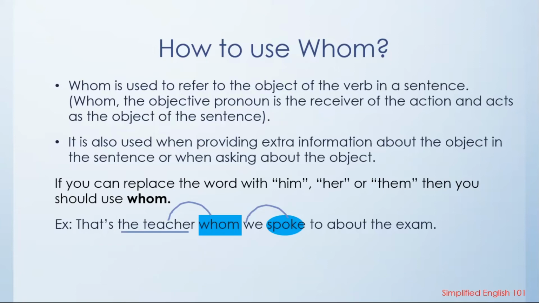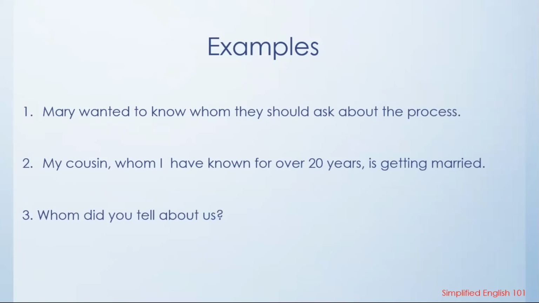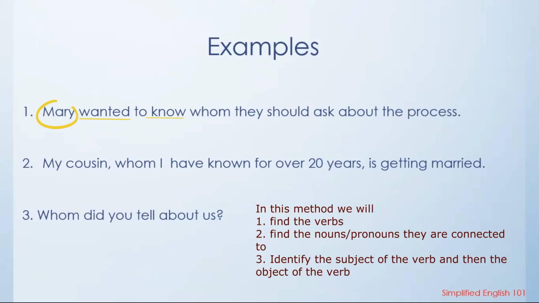As such, whom is used correctly. Let us look at some examples of how to use whom. Sentence 1 reads, Mary wanted to know whom they should ask about the process. The verbs are wanted and know, and this is connected to Mary, and ask is connected to they. In this example, the independent clause is Mary wanted to know. This leaves whom they should ask about the process, which is the subordinating clause.